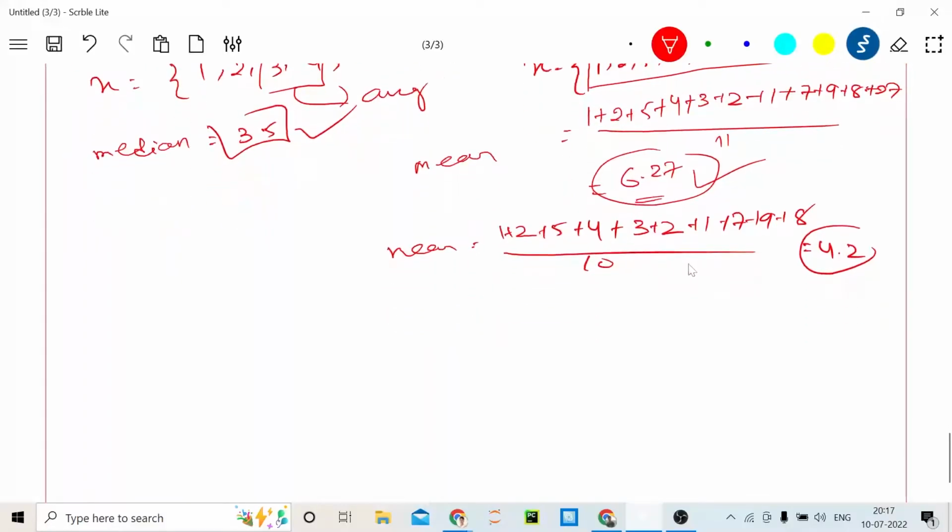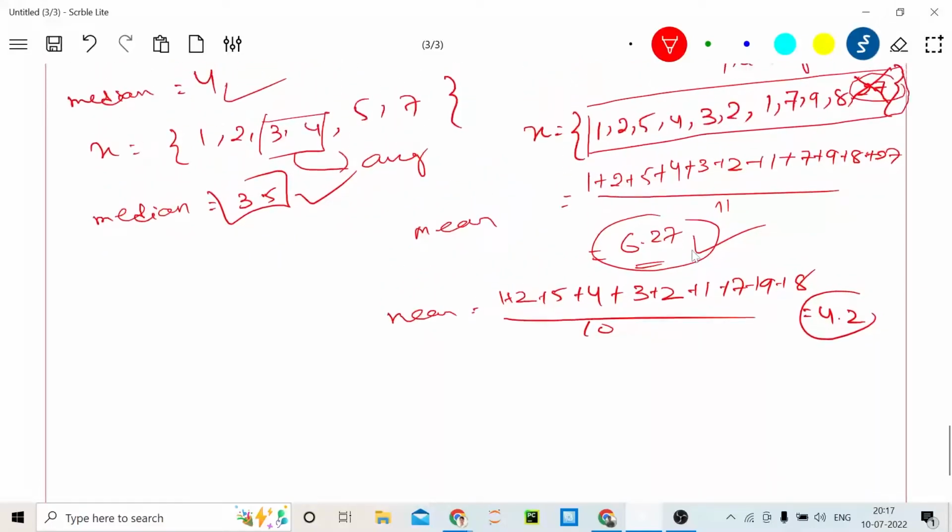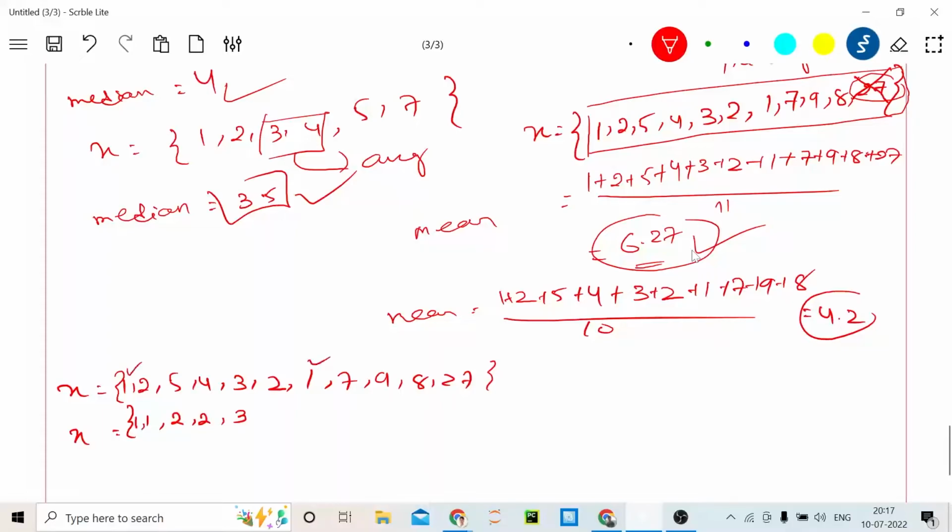In this case, the median comes into the picture. What is the median? Say we have the data 1, 2, 5, 4, 3, 2, 1, 7, 9, 8, 27. To find the median, we just sort the data. That means 1, 1, 2, 2, 3, 4, 5, 7, 8, 9, 27. I guess all the values are there: 1, 2, 3, 4, 5, 6, 7, 8, 9, 10, 11.